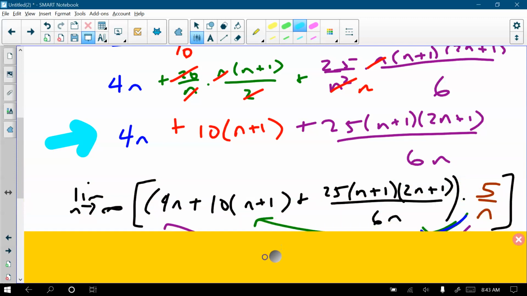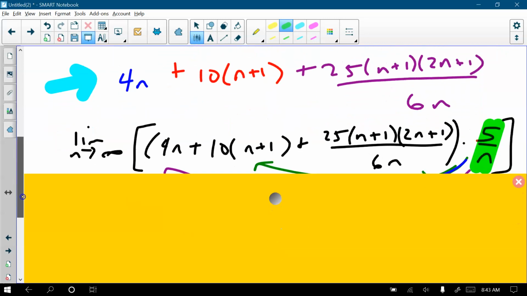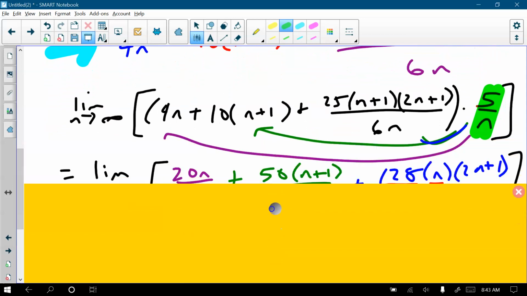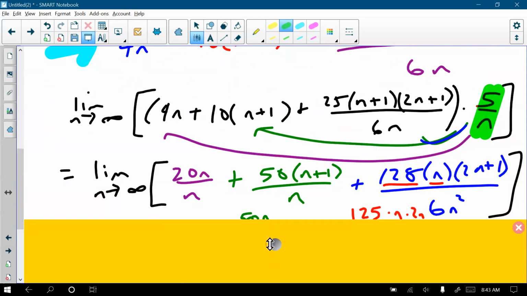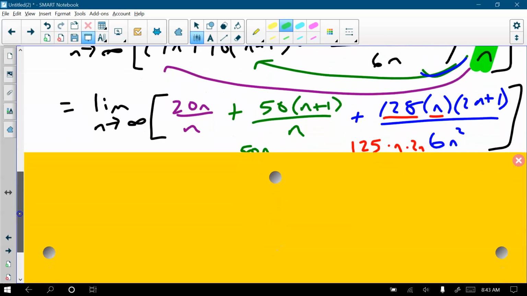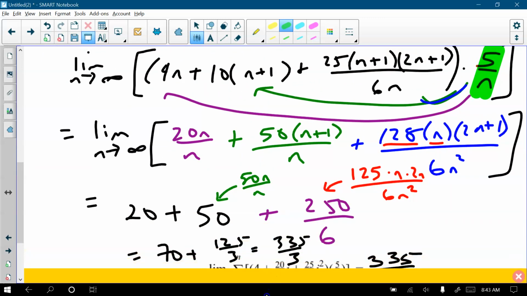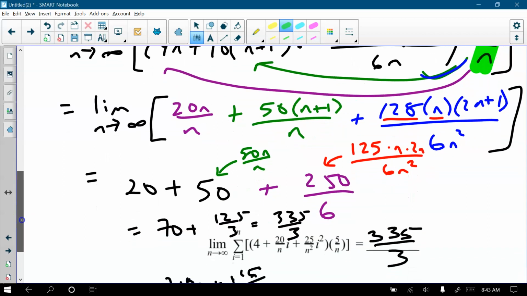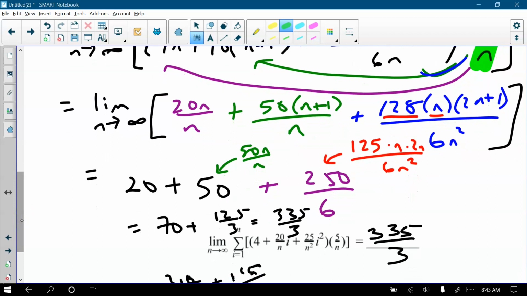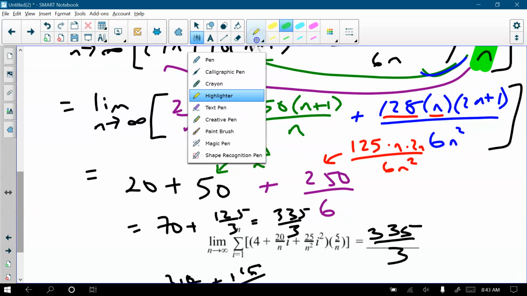And then I put my limit back in, and that's when I put in that 5 over n part, because that's when I actually needed it. And I distribute that 5 over n to each part of my limit to get this. 4n times 5 over n is 20n over n, plus 50n plus 1 over n, plus etc. And then I show the rest of the work here that you need to be able to see to get 335 over 3. This should have been a no calculator problem. And I hope you did not use a calculator.